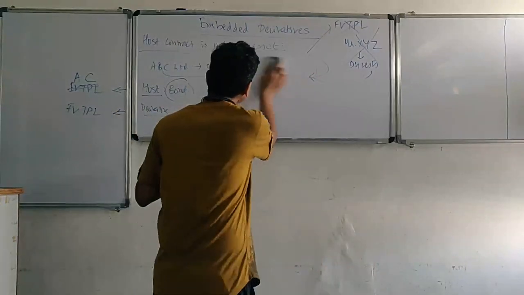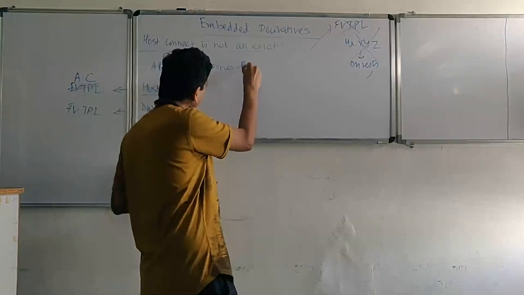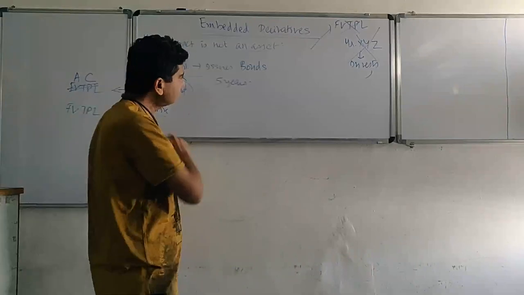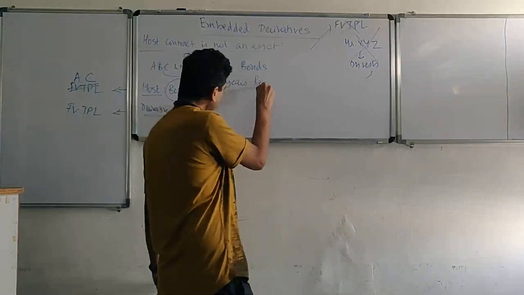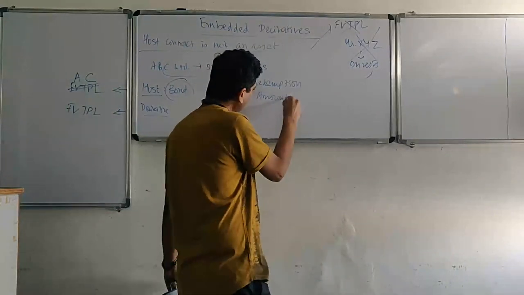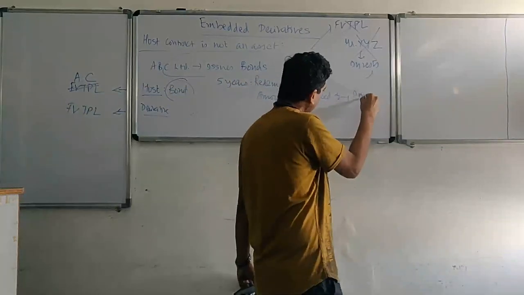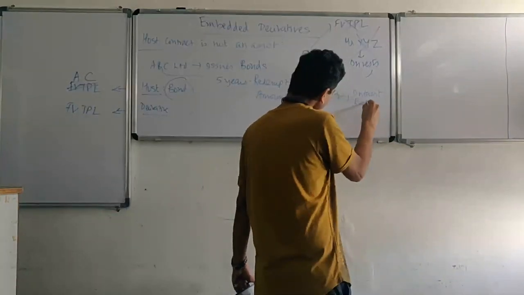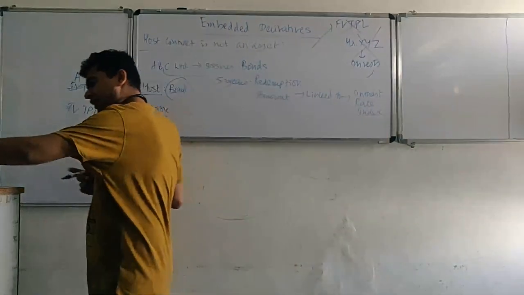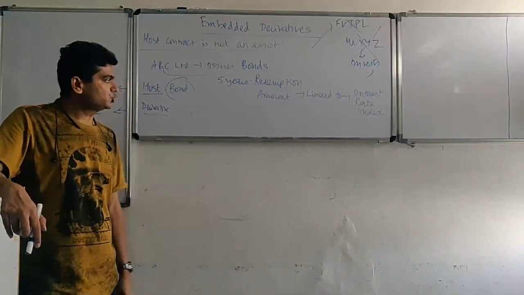Let us say there is a company which is issuing bond. So there is ABC Limited which issues bonds. And let us say it is for 5 years. And after 5 years it says that redemption amount is linked to interest rate index. Right, it is saying that there will be an interest rate index, and with the interest rate index, the amount of redemption is going to be linked.